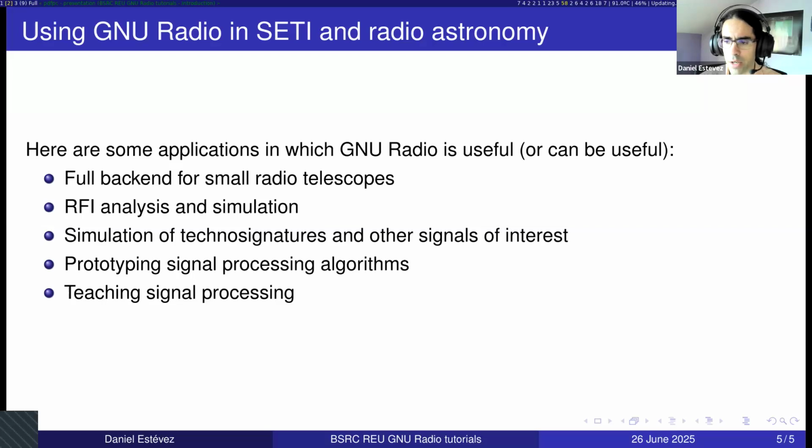And for example, if we are improving a SETI detection pipeline, then we can generate some data sets in GNU Radio to check, does my pipeline detect weak signals? Does my pipeline deal properly with all the Doppler drift rates it needs to deal with, etc.